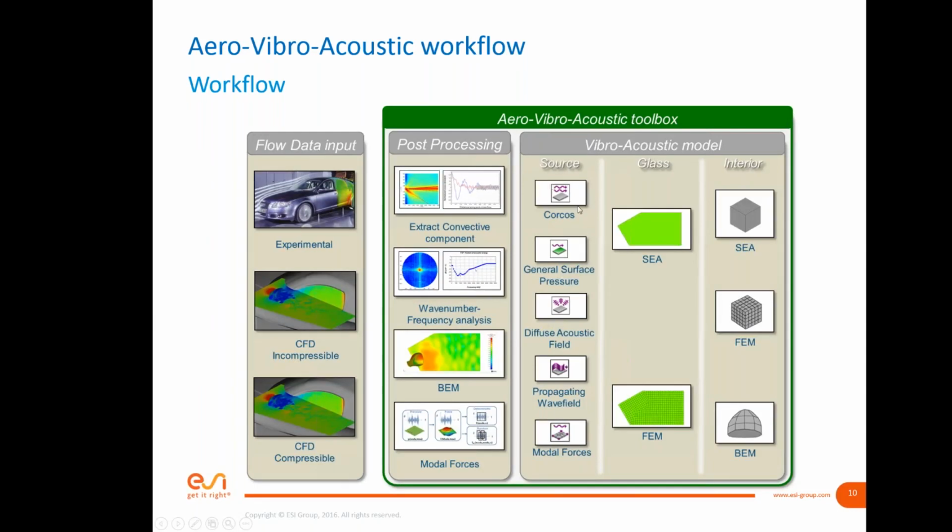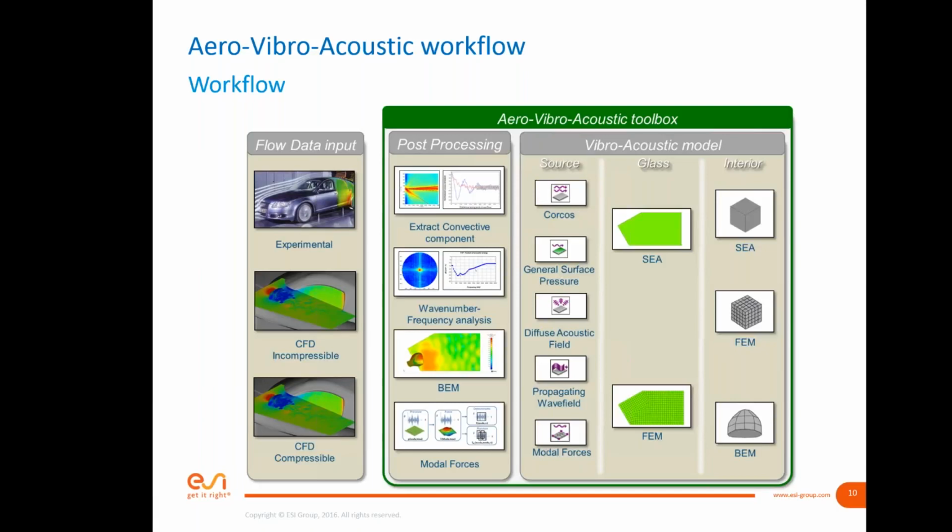So usually TBL, so Corcos, will be used in conjunction with diffuse acoustic field or propagative wave field. The Corcos corresponds to the convective component, so the aerodynamic load, and the diffuse acoustic field or propagative wave field take into account, representing the acoustic component of the load. Those can be applied to an SEA type of panel or to a FEM, finite element panel. And the interior can be SEA, FEM, or boundary element.